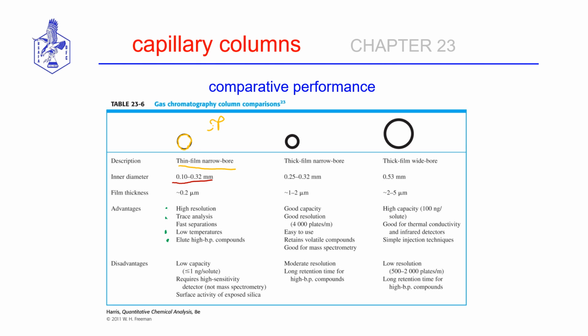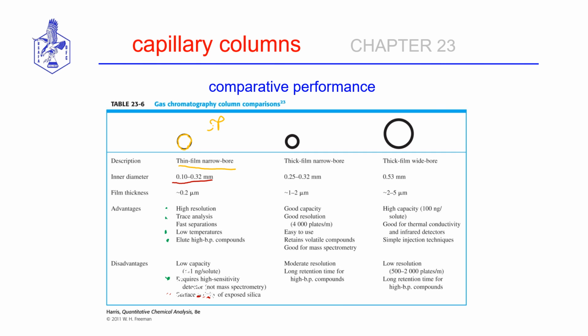The detection mode has to be very sensitive, since such low concentrations of species are coming off the end of the column. You need a sensitive detector. So this limits which ones you can use. And they tend to, the silica exposed, once again, has these unreacted silanol sites, and so you have surface activity of the exposed silica because there's just not a lot of stationary phase on the surface.